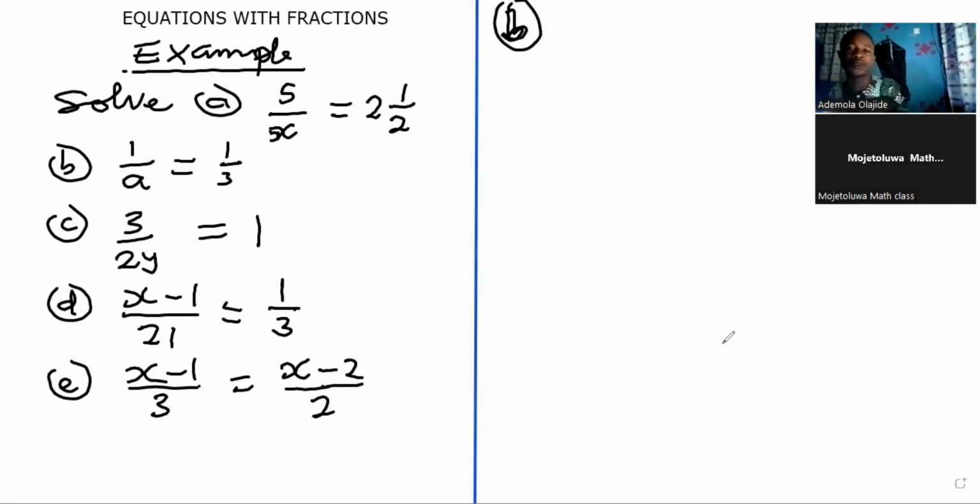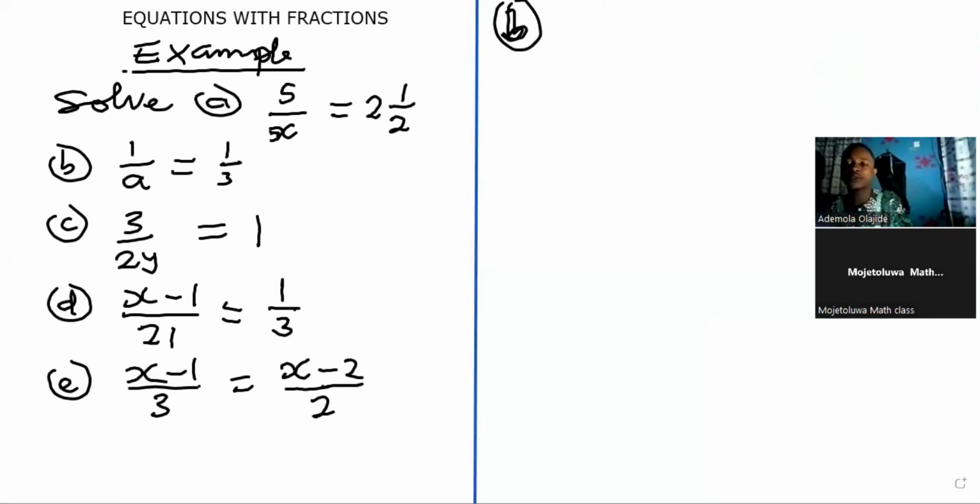The B part requires that we solve the equation: reciprocal of A, that is 1 divided by A, equals to reciprocal of 3, 1 divided by 3. Even without solving this, if the reciprocal of A, that is 1 over A, equals the reciprocal of 3, that means A itself is that 3.